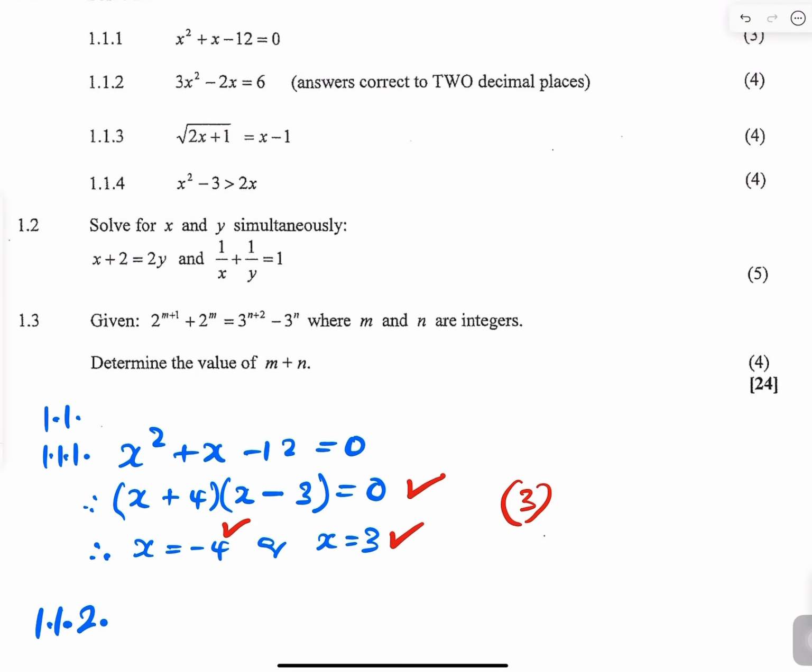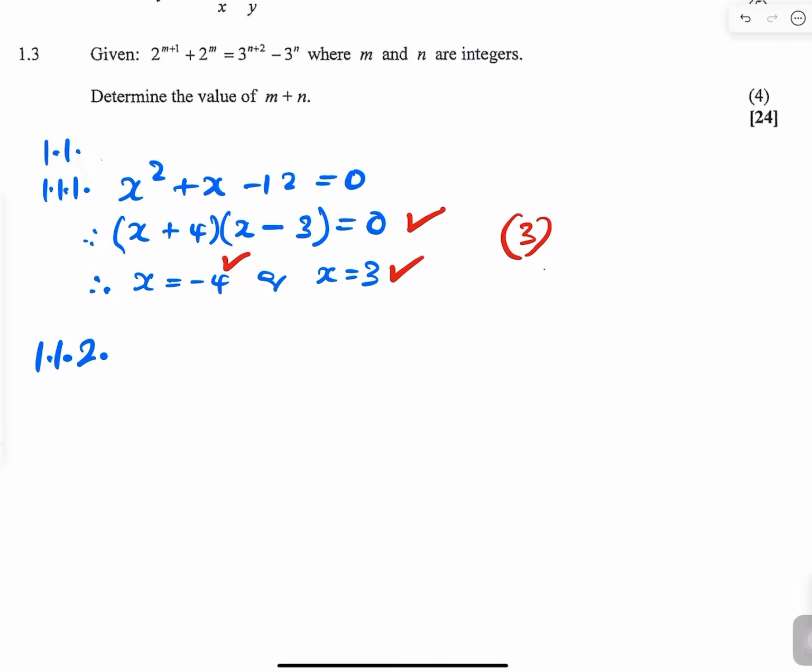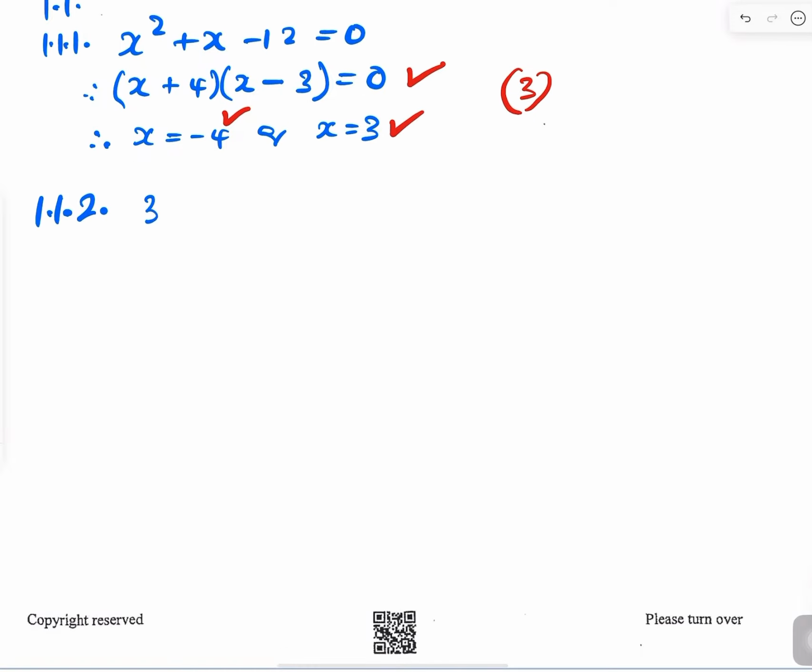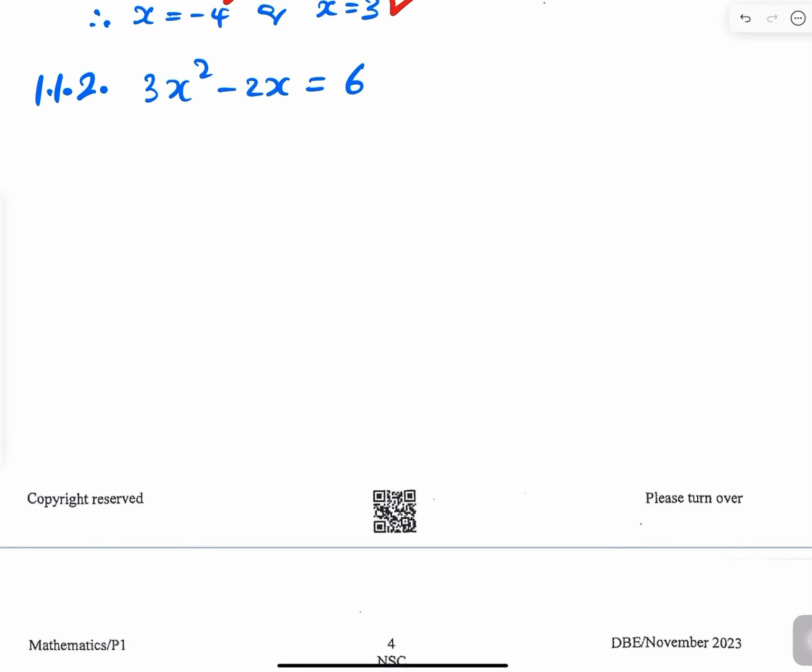You are given 3x squared minus 2x is equal to 6. So that is 3x squared minus 2x is equal to 6. Look, guys, this one is a quadratic equation. So now it must be in its standard form. That is to say that you're going to have 3x squared minus 2x minus 6 is equal to 0. You can't divide each term by 3 because 3 cannot go into minus 2x, okay?